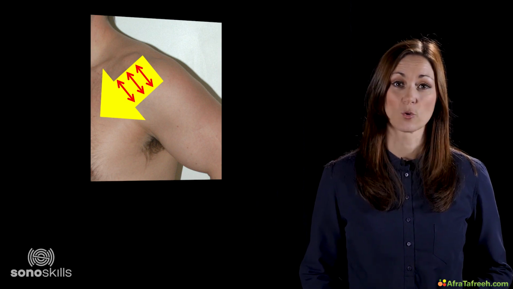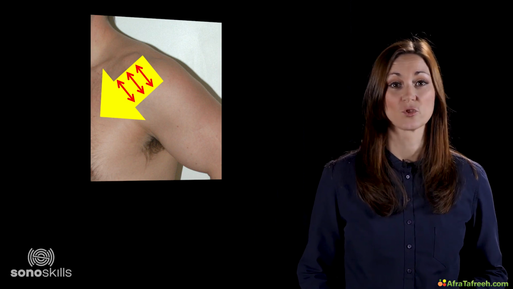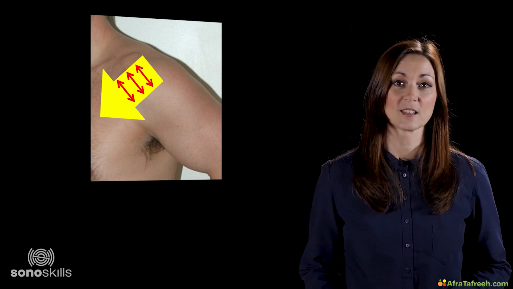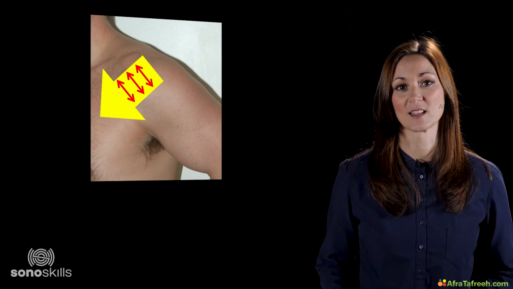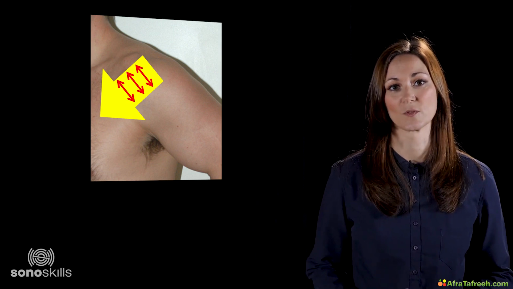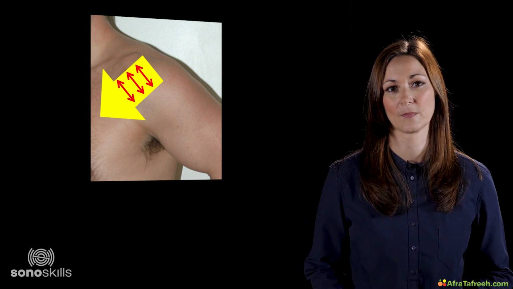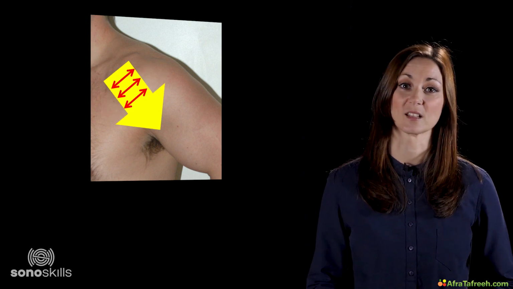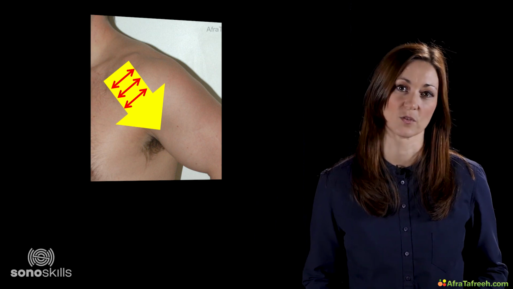The supraspinatus is quite broad and long, so make sure that you always scan every part of the supraspinatus. This is an example of the parts you should scan when assessing the transverse short axis of the supraspinatus. This is an example of the parts you should scan when assessing the longitudinal long axis of the supraspinatus.